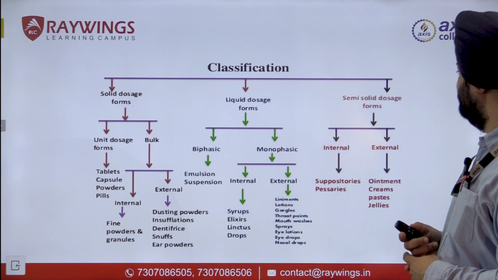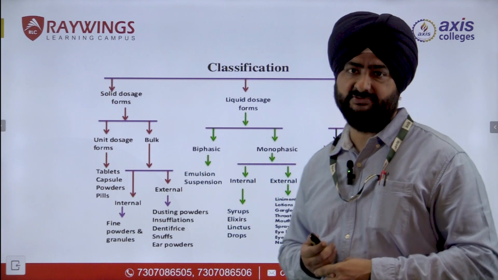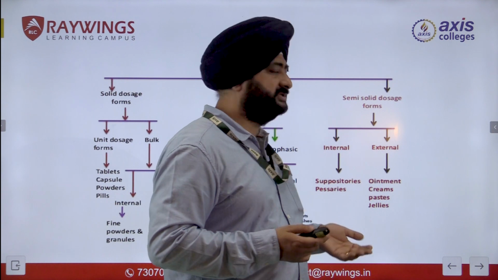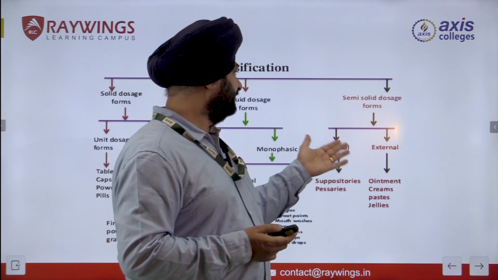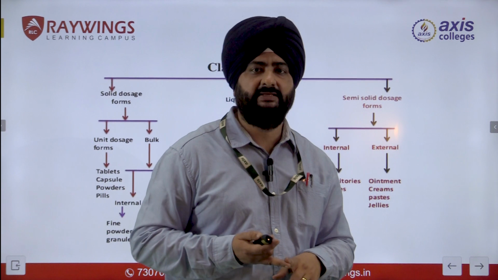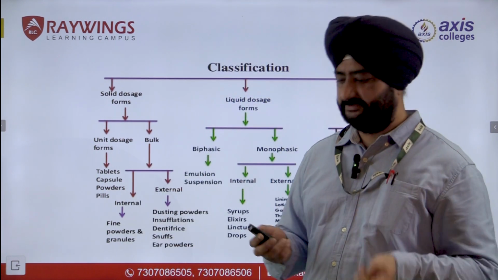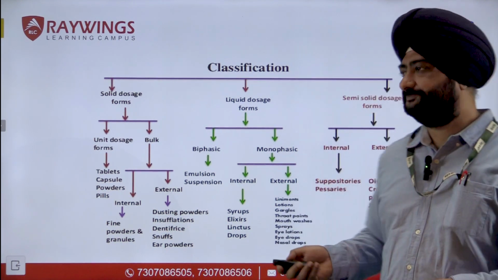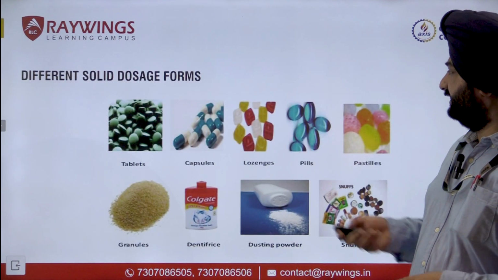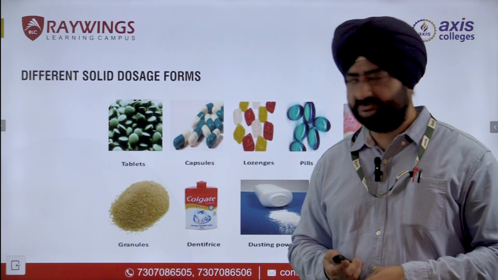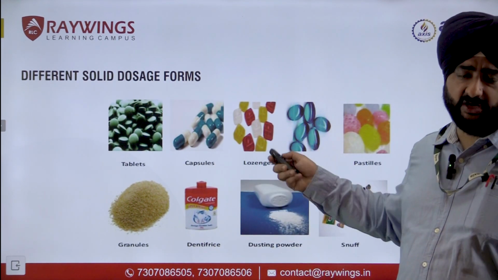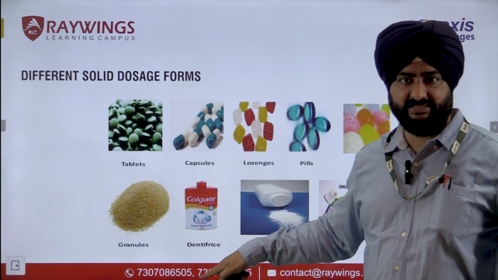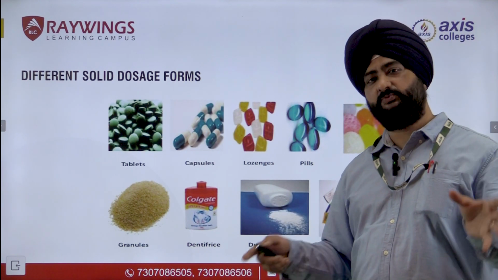Now, the third category is semi-solid dosage forms. It again divides into two parts: internal and external. Internal means suppositories and pessaries. Then external: ointments, creams, pastes, and jellies. Four types. So this is the whole classification of different dosage forms. Now these are the various specimens of different dosage forms, like tablets, capsules, lozenges, and how they look. This is dentifrice, as I have discussed earlier also. Dentifrice covers tooth powders and toothpaste.